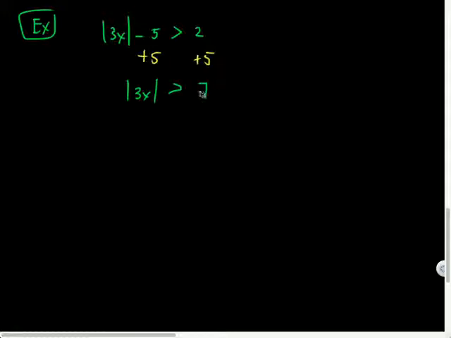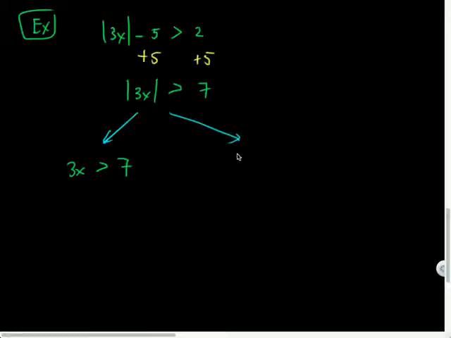Block, punch, kick. All right, and now what do I do? You have to break it up. Break it up. So here we go. I've got 3x is greater than 7. Man, I hate writing greater than signs next to 7s. Like seriously, it's just like this and this. That's why I put a little swipe on my 7.